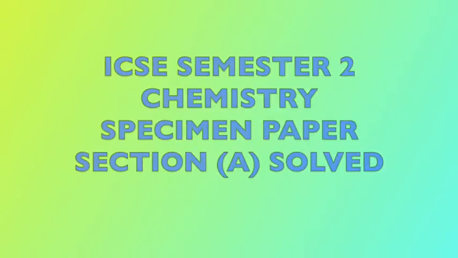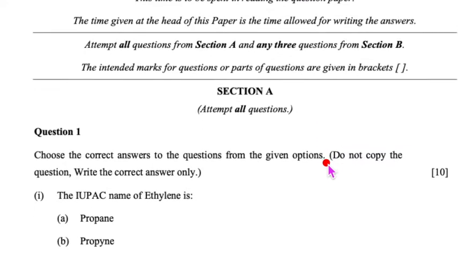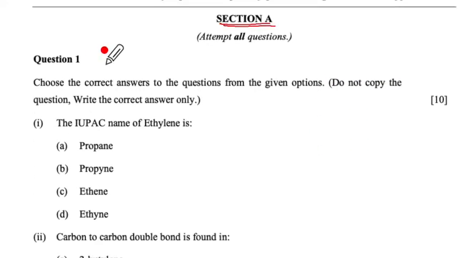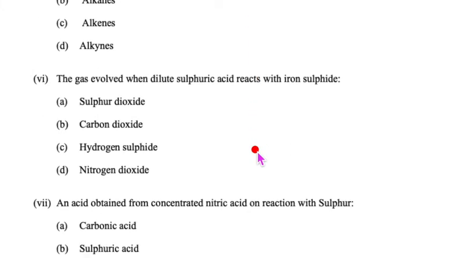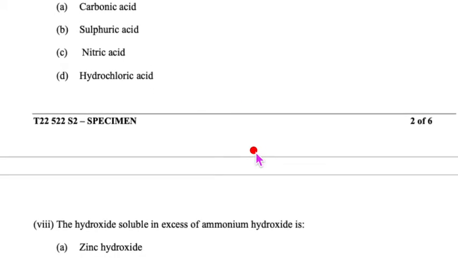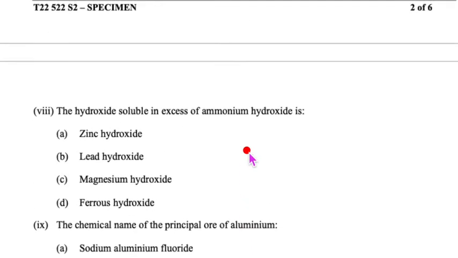This video is the solution of section A of the semester 2 chemistry sample paper of ICSE class 10, which is supposed to be held in March 22. In this video we will be solving section A, which has question 1, divided into 10 subparts. Each one of them is for 1 mark, and they are in MCQ format.